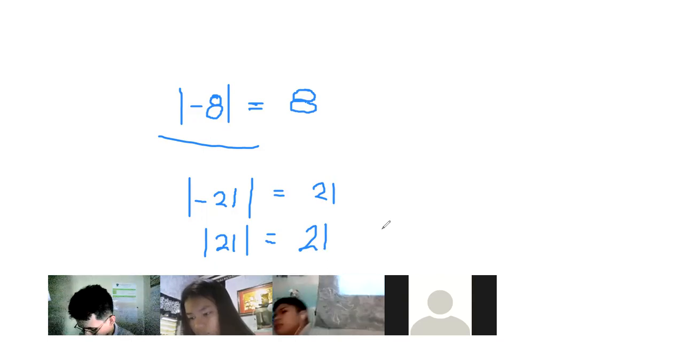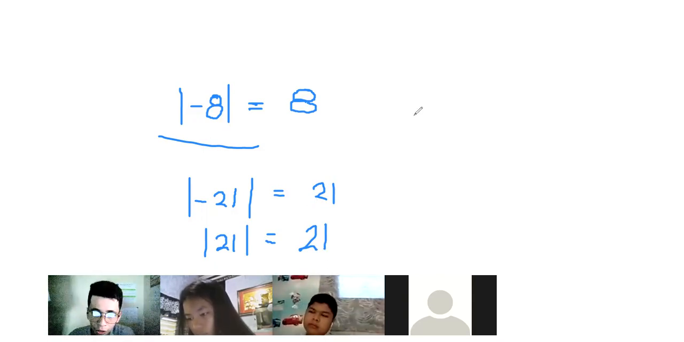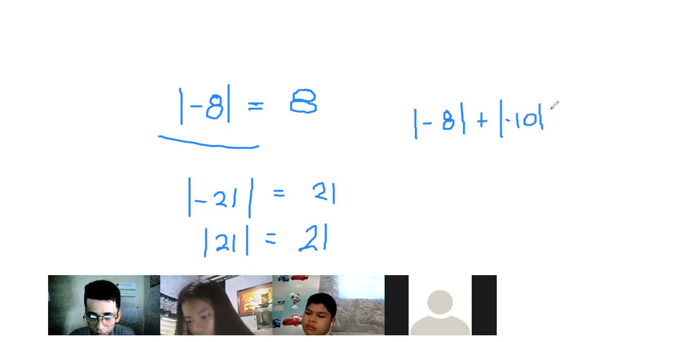For example, we have here. So paano if we have here negative 8, the absolute value of negative 8 plus the absolute value of negative 10. So what will be the answer?